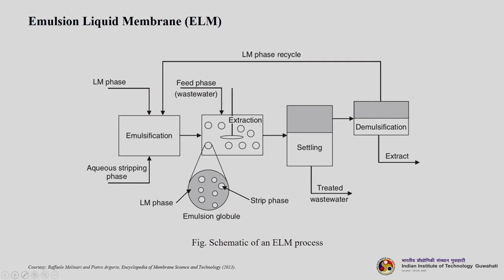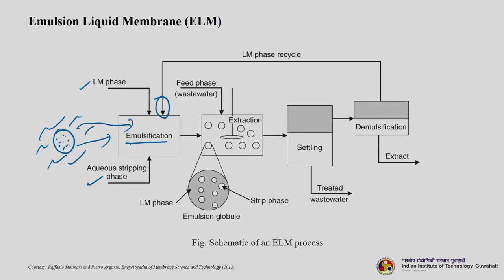So, this is the emulsion liquid membrane schematic setup. From this you can understand how ELMs are prepared. Let us see here. This is the first chamber, which is emulsification. Here your aqueous stripping phase and liquid membrane phase are mixed together, and then they will form something like this, just what we have seen. This is what will be formed here. Then you add your feed phase here. So, then there is the discrete phase.